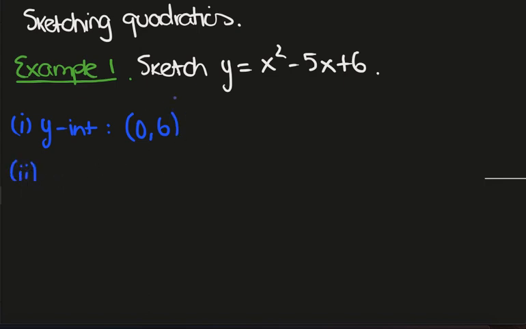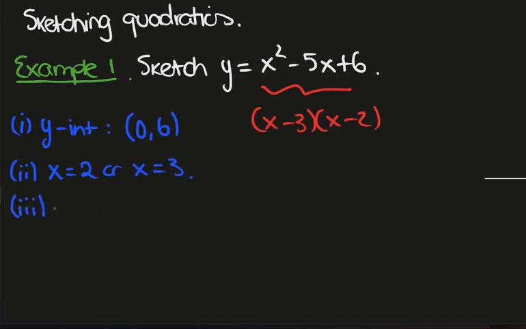The second thing we need to do is find the x-intercepts. If we factorize this, we'll see that we get x minus 3 and x minus 2. So in particular, the x-intercepts are x equals 2 or x equals 3.